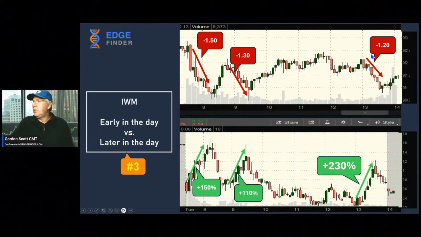Then there's this one that moves down $1.20, less than these other two moves, but it's later in the day. And this option price goes from 25 cents to $1.20. Pretty crazy, huh? So this is a 5 times increase from low to high, but you can actually figure that from the time it made this $1.20 downward move, this thing made a 230% increase, compared to 150 and 110. That shows you the difference between early in the day and late in the day.